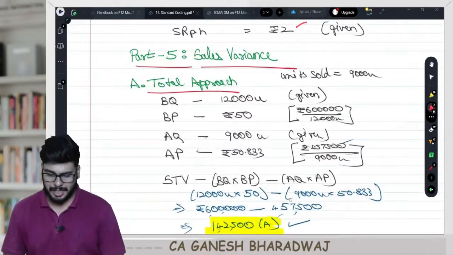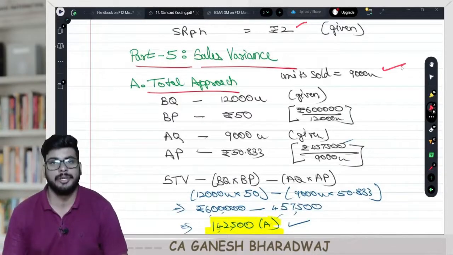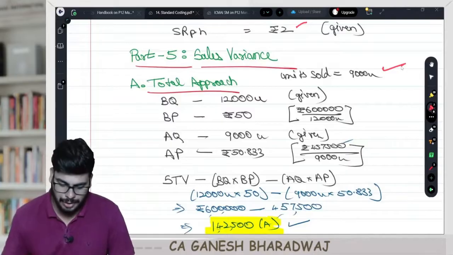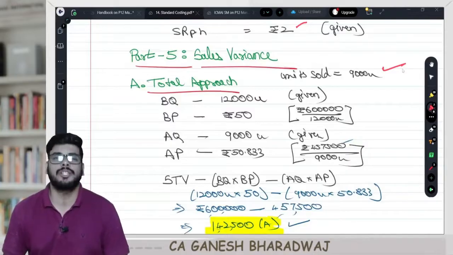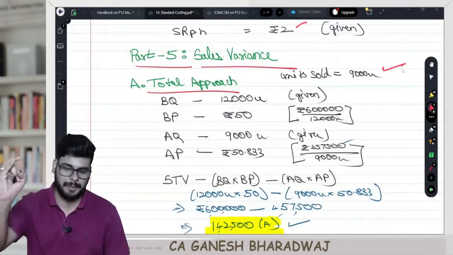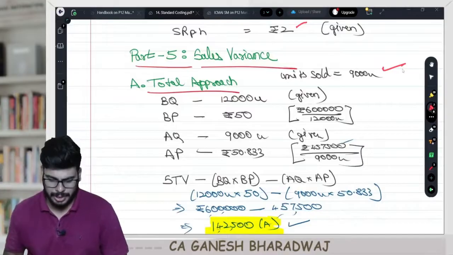Now, guys, sales variance is fairly simple. So, how many units were sold here? So, 9,000 units. So, first, let's do it under the total approach. Now, what are the four figures you need? Budgeted quantity, budgeted price, actual quantity, actual price. Now, we know all these figures.